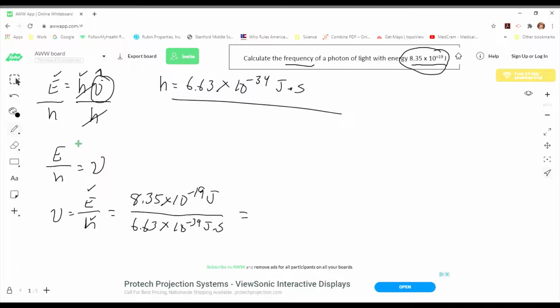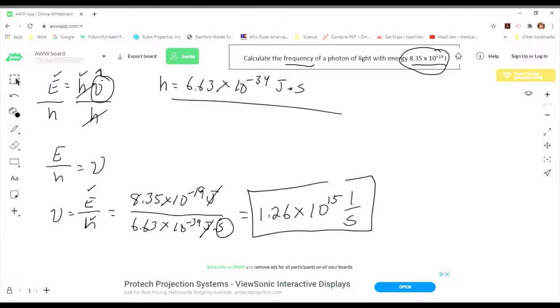Is that what that says? My 34th looks like a 39th. I end up with 1.26 times 10 to the 15th. So what I get in my calculator for the answer is 1.26 times 10 to the 15th. You'll notice that joules here cancel with joules down here, leaving me with seconds in the denominator. So I end up with 1 over seconds as my units. And there is my answer.